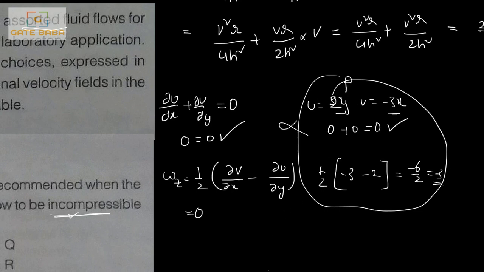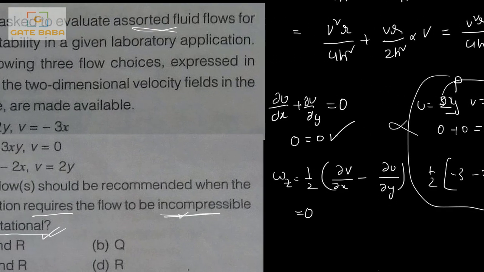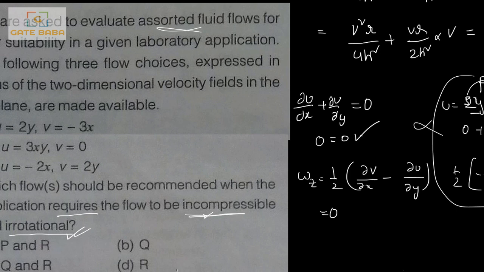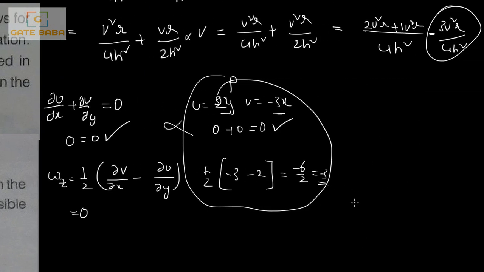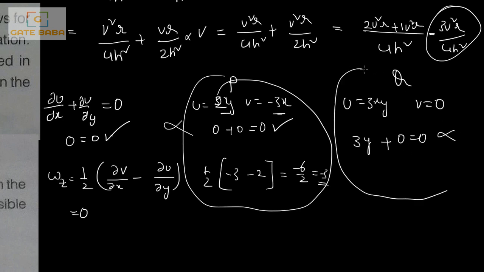Next, what is the fluid velocity profile? That is Q. 3xy, 0. So u is 3xy, v is 0 for Q fluid. Just apply the continuity equation. Dou u by dou x, that is 3y, plus for v it is 0, equals 0. Is it satisfying? No, it is not satisfying. So no need to check for the rotationality. This is also not a satisfied condition.